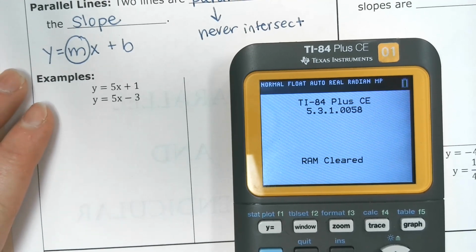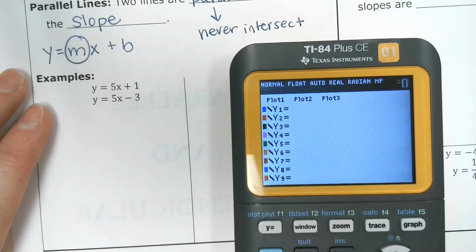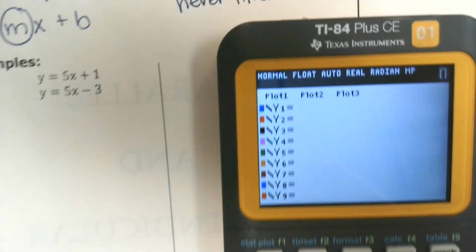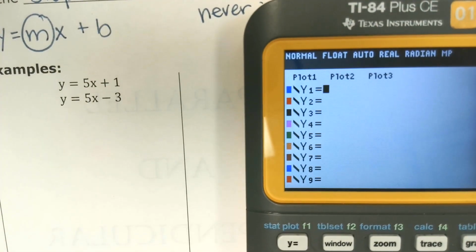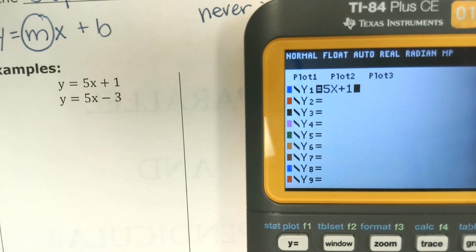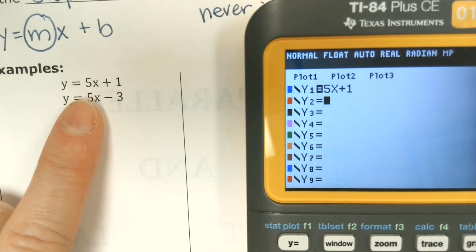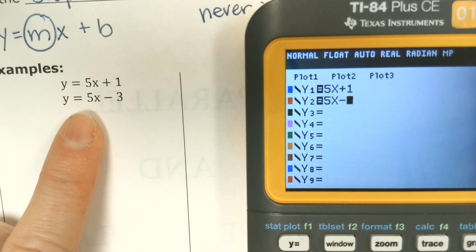Okay, so let's look at the example. Y equals 5x plus 1. Y equals 5x minus 3. So let's just look at them. I want to see them in the calculator. So go to y equals, and let's put in y1 the first one, 5x plus 1. So when you graph it in the calculator, you don't need to put y equals in it. When you do Desmos, you do. But on here, it's already typed in there. All you got to do is put in the 5x plus 1. Then go to y2. Put in 5x minus 3.